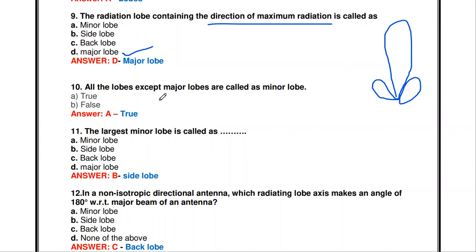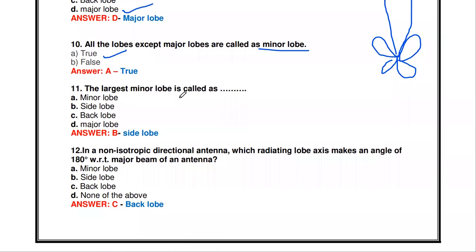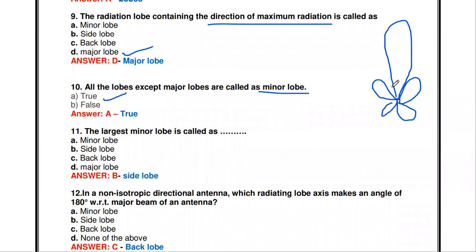All the loops except the major loop are called minor loops. True or false? True. Except the major loop, all the remaining small side loops are called minor loops. Yes, the largest minor loop is called dash. Nearer to the major loop, there are two largest minor loops available. The largest minor loop is called the side loop. So these two we call side loops.